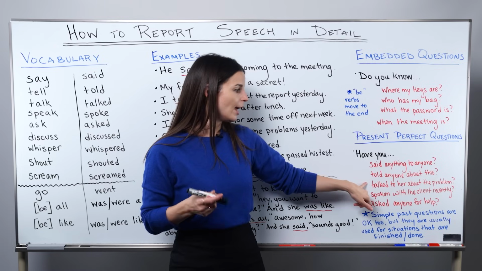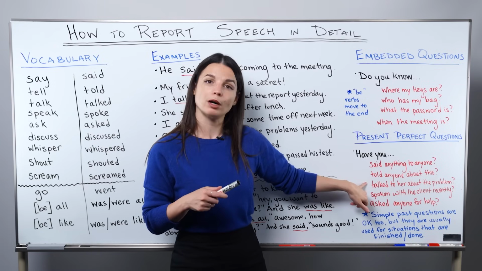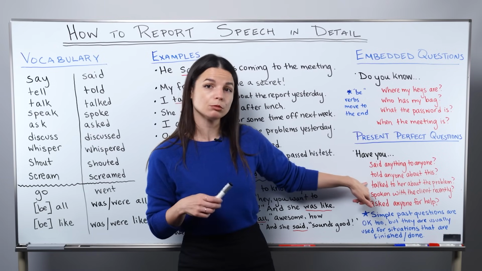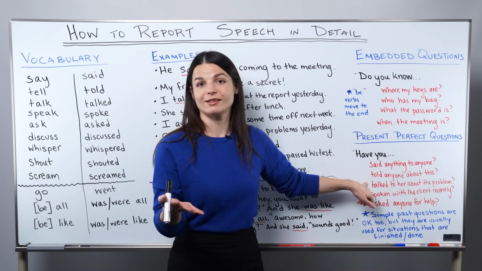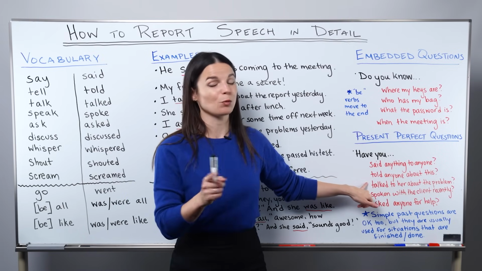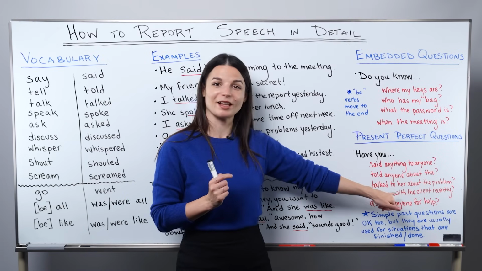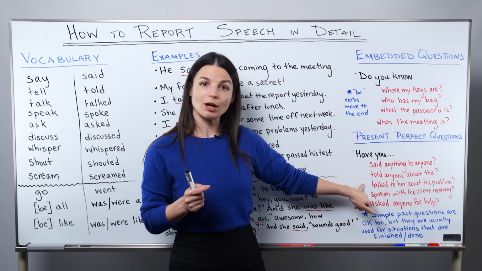Or the next one, have you talked to her about the problem? So this might be some advice to someone. Have you talked to her or have you talked with her? The same preposition rule applies here. Have you talked to her about the problem?